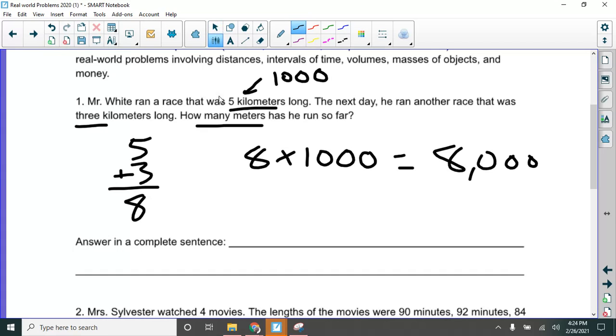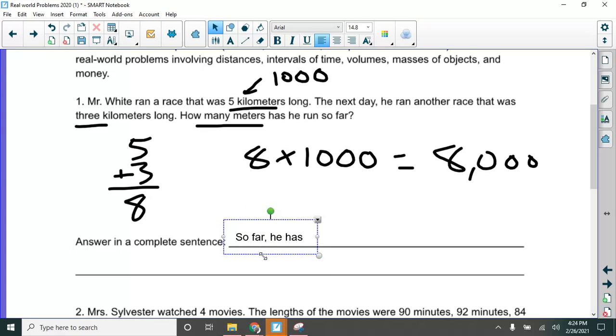How many meters has he run so far? So I need to use a piece of that question. So far, well, that's pretty big. That's probably going to be a problem on this whole page. So far, comma, he has run 8,000 meters. I don't need a book here. You don't need to write me a lot, but you do need to use a piece of the question and then put the answer with your label.